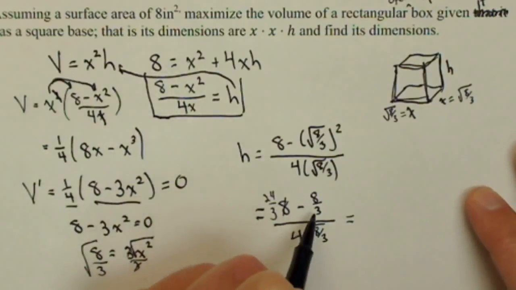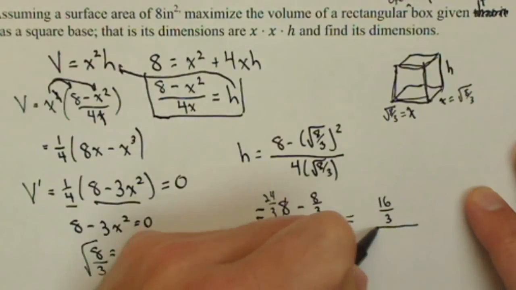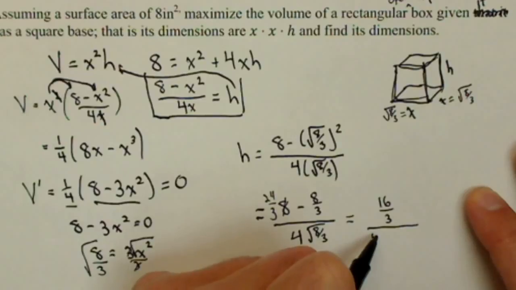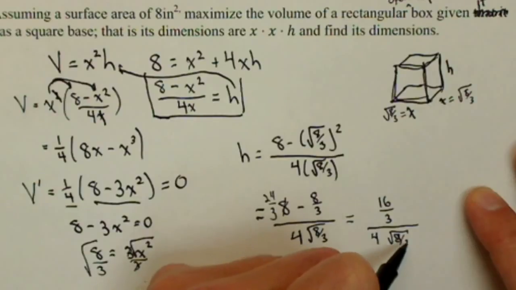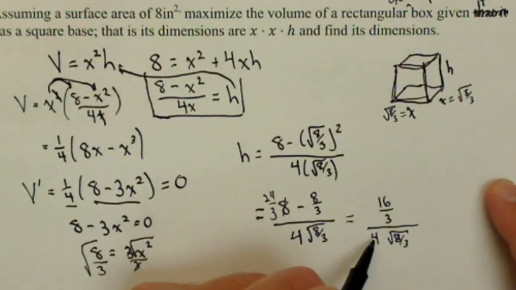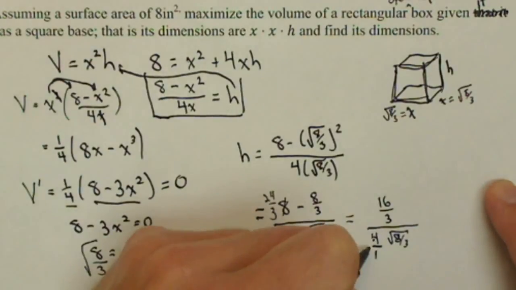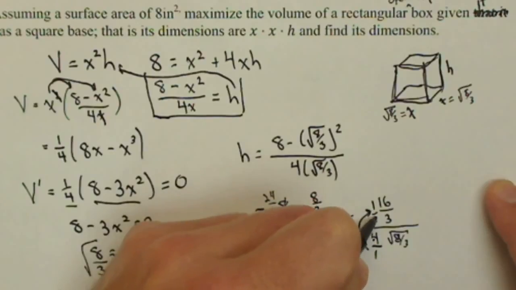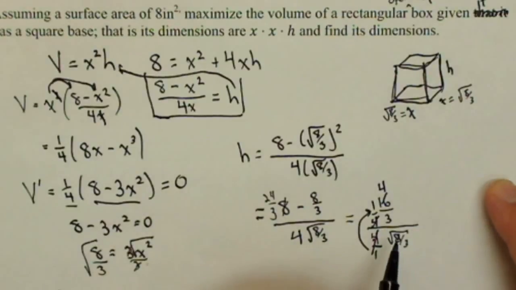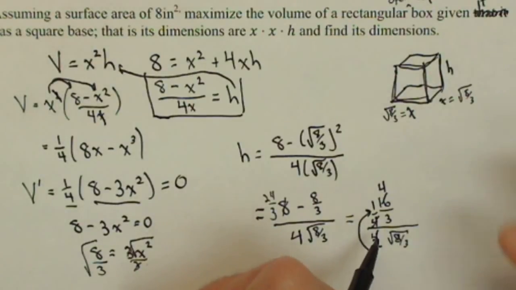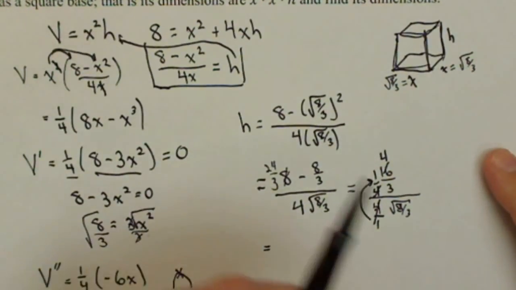So 24 minus 8 gives us 16/3 on top over 4 times the square root of 8/3. Now, this is the same thing as 4/1, so we could flip that and multiply the 1/4 here, and that's going to make that a 4/3. So we have 4/3 over the square root of 8/3, which we do want to simplify a little bit. So let's see what happens when we do that.